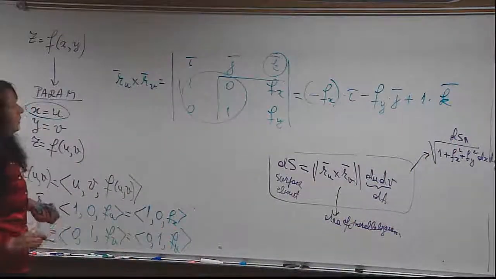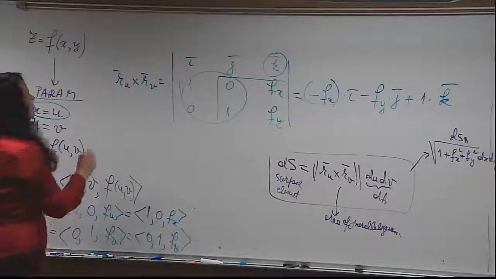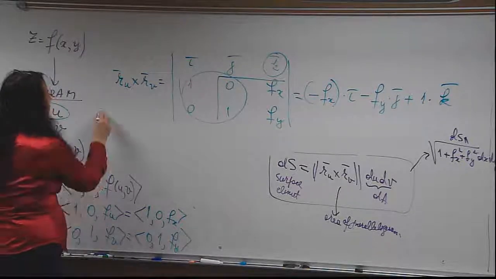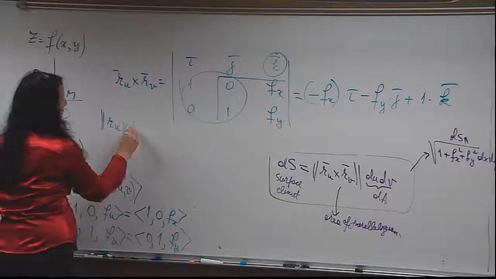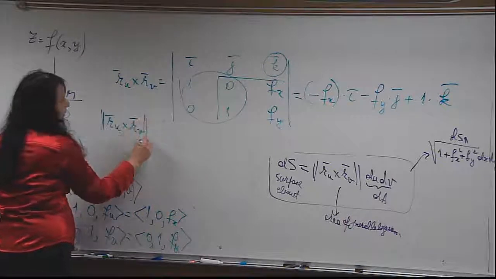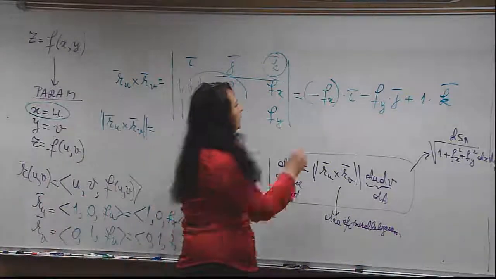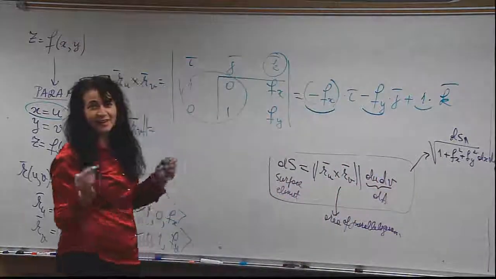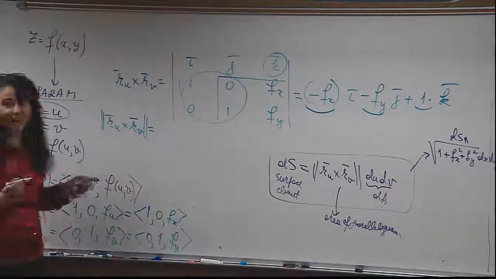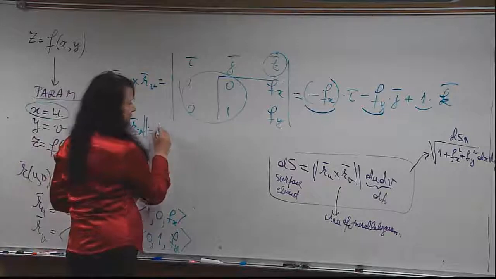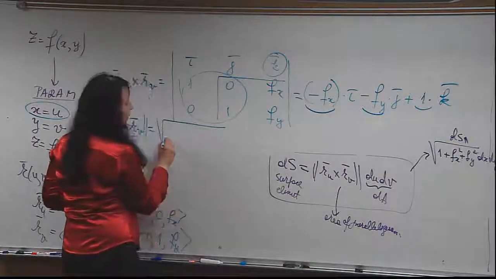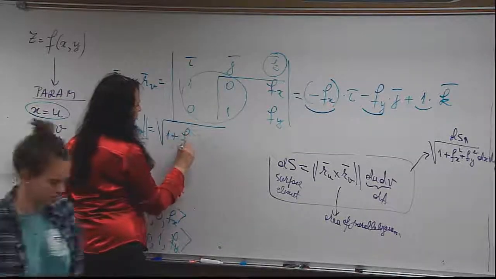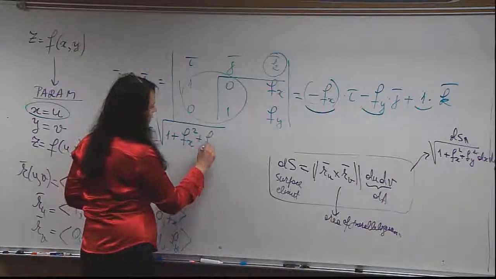I got the vector, but I need the norm. But so what? Look how close I am, guys. It's a piece of cake. I take the components, I square them, and I sum them up, and I get the square root of 1 plus f sub x squared plus f sub y squared.